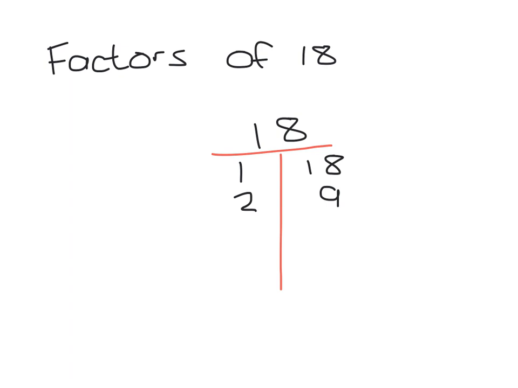Now is 18 in the 3 times table? It is. So 3 is a factor. And how many 3's make 18? 6. 18 isn't in the 4 times table or the 5 times table. Then the next number is 6, and we've already got that. So the factors of 18 are 1, 2, 3, 6, 9, and 18. There are 6 factors of 18.